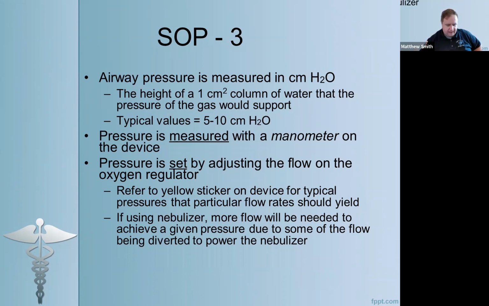There is a yellow sticker on the device that will show you typical pressures that a particular flow rate should yield. So it'll say 10 liters per minute will give you this pressure, 12 liters per minute will give you this pressure, 15 liters per minute will give you this pressure. If you're using a nebulizer, though, some of the flow gets diverted to the nebulizer, so you're going to need a higher flow in order to achieve a given pressure. And again, this is where the manometer comes in handy because you'll be able to see in real time exactly what pressure is being delivered.